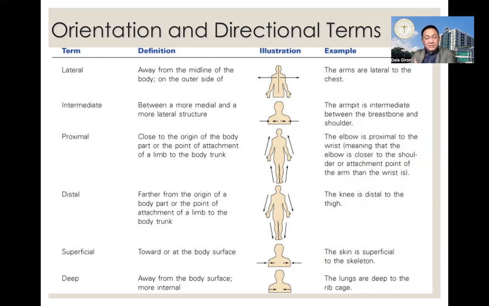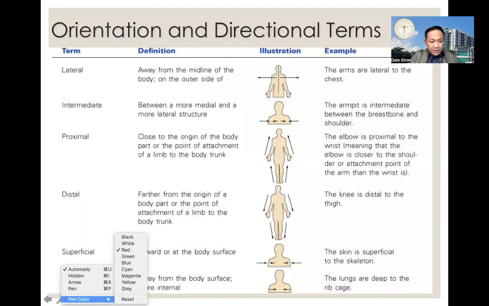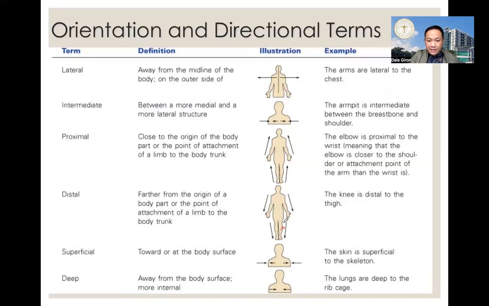Okay? Papunta, mas malapit sa origin. Distal naman is, for example, in the lower extremities, the knee is distal to the thigh. So, where is the knee? For example, in this picture, this is the knee, and this is the thigh. Okay. Now, if you want to describe the knee as distal to the thigh, it is because the thigh is closest to this joint or point of origin. So if this is the point of origin, you will be describing the knee as distal to the thigh.